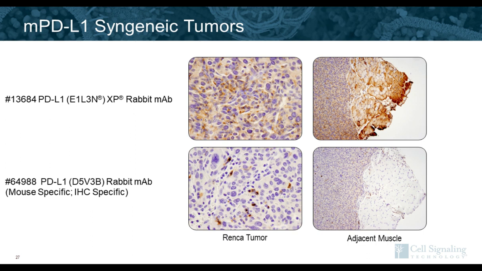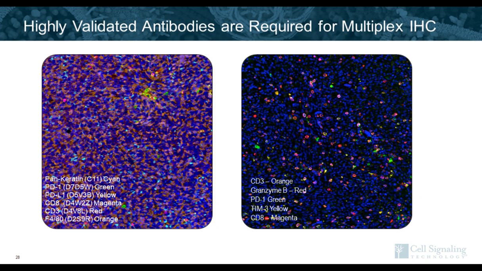If we had only tested one model, such as the transfected cells, or perhaps the thymus, we might be convinced that number 13684 is suitable for use in mouse tissues. Testing on multiple models and utilizing a comparison antibody were helpful tools in this situation. Without the rigorous validation I have discussed here today, we would not be able to have confidence in the staining we observe in a multiplex IHC setting.